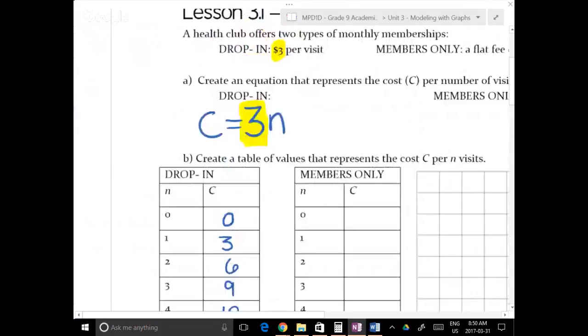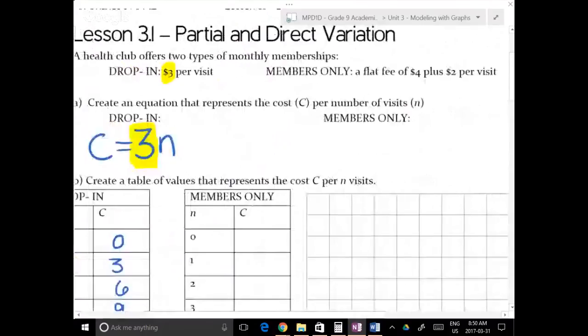So let's scroll back up, and let's look over at the members only. All right. So for the members only.